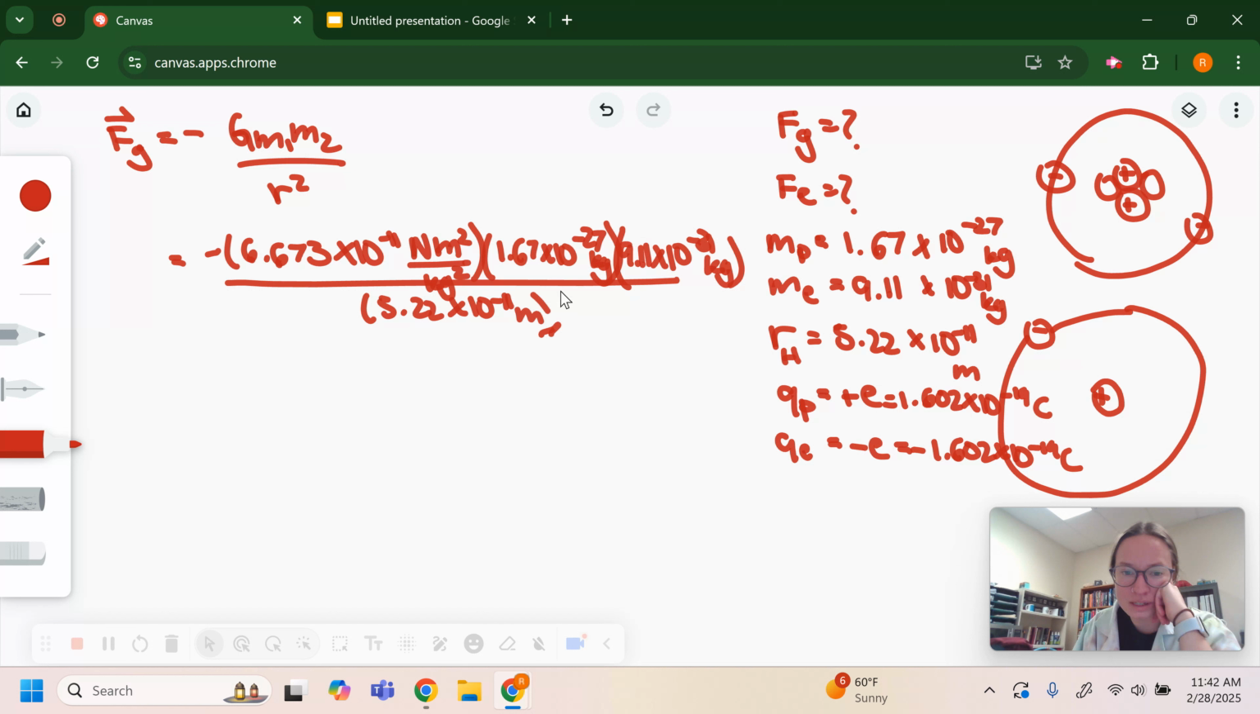Do not forget to square this here, especially when you type it into your calculator. Okay, meters squared. When you plug it into your calculator, don't forget the squared there. Plug it in and see what you get.